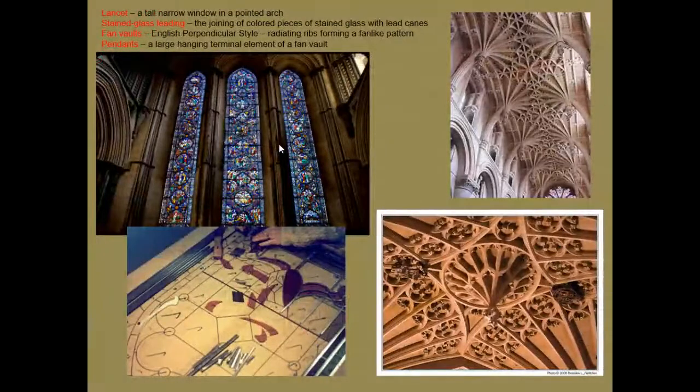The lancet windows are the ones that are very, very tall and pointed, but very, very narrow. The leading, and you can see this is a contemporary artist making a stained glass window, the leading is thin strips of lead that are bent and used to hold glass in place. So those black lines that you see in the designs are the lead. In England, we'll see a different kind of vaulting, so I just wanted to introduce that term here. We'll look at it in more depth when we get to England, but fan vaulting is really wildly different from what we're going to see in the rest of France, so just be mindful that this is coming.